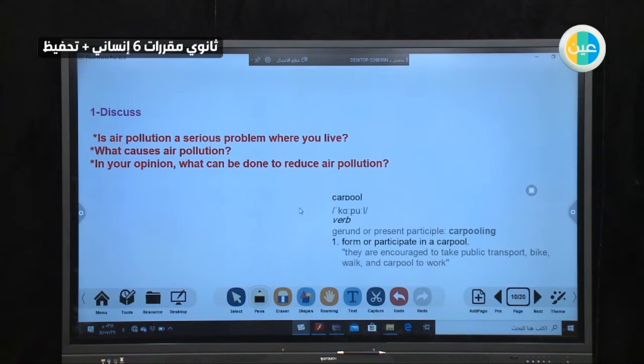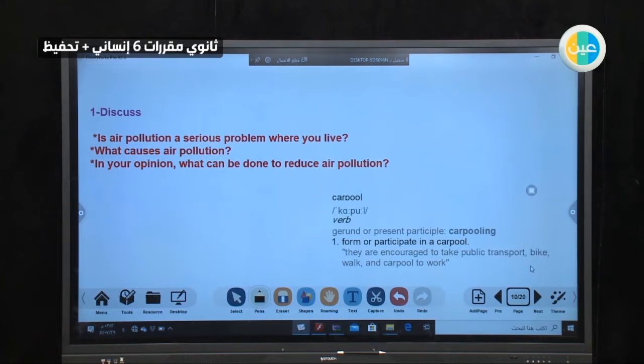I hope we will start using this solution, especially among young people, which is carpool, or carpooling. They are encouraged to take public transport, bike, walk, and carpool to work. What do we mean by carpool?